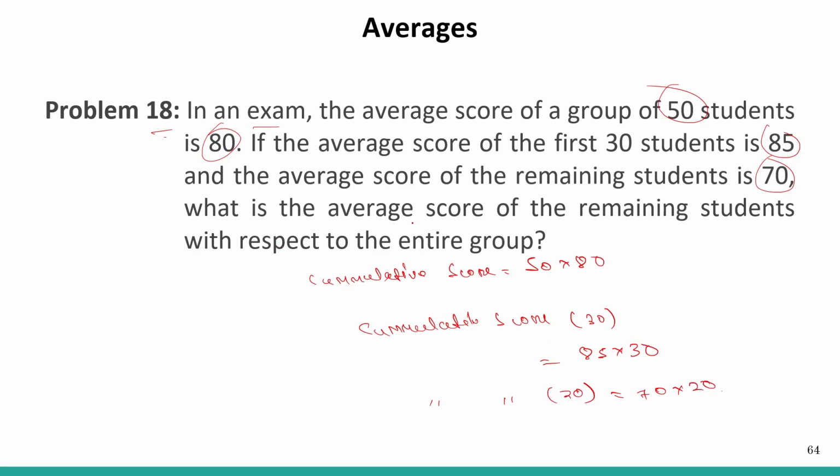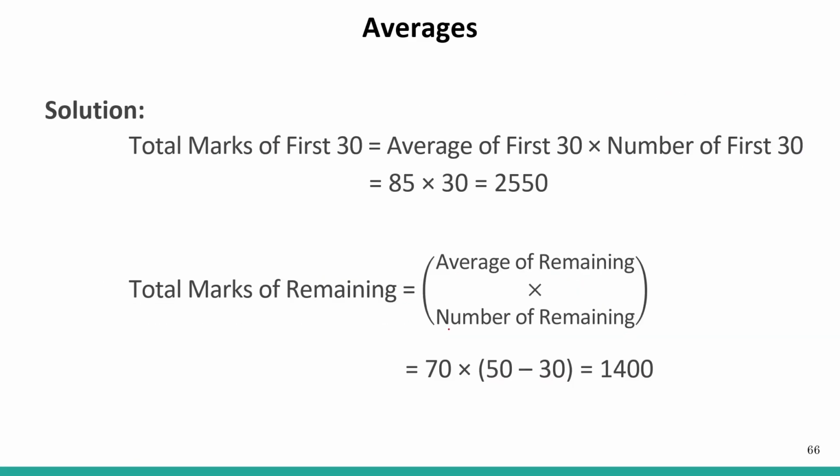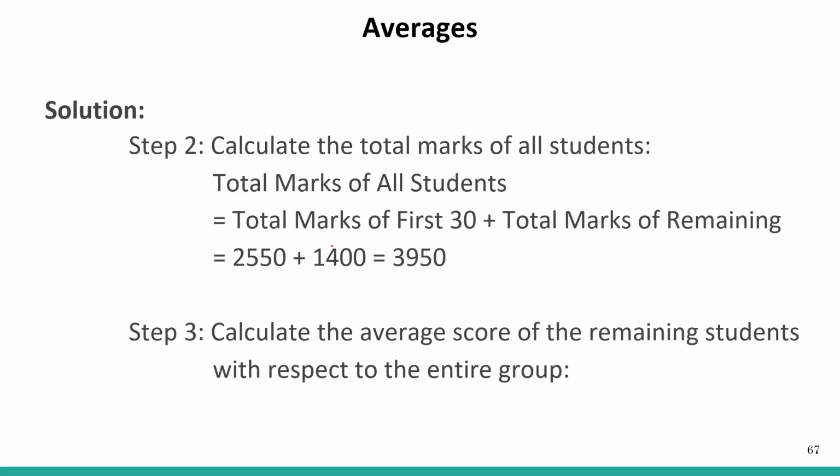So what is the average score of the remaining students with respect to the entire group? The total marks of the remaining is the average of the remaining into the number of remaining, that is 70 into 50 minus 30, which is 20, that is equal to 1400. We have also calculated the total marks of the first 30: 85 into 30 is equal to 2550. So the total marks of all students is 2550 plus 1400, which is equal to 3950.